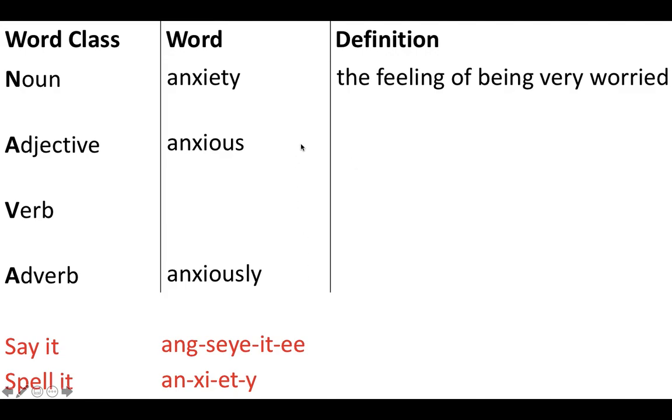So the adjective, we've got anxious. So if you are describing someone with anxiety, you would say that they are very anxious. And then you've also got an adverb, anxiously. So that would be how they maybe did something to show that they were worried. There's no verb for the noun anxiety. So pause the video now and remember that you're writing down each different form of the word and also what it means.